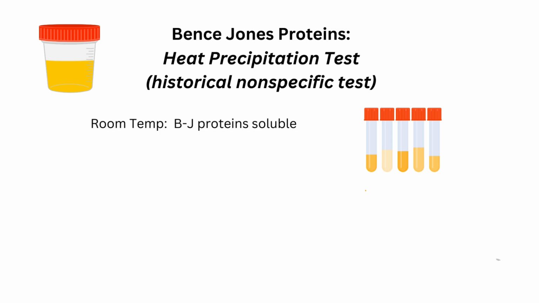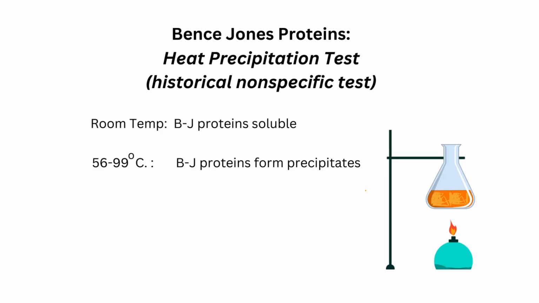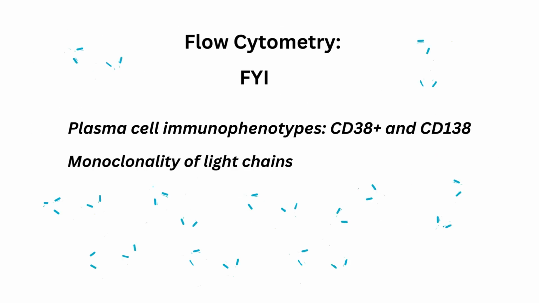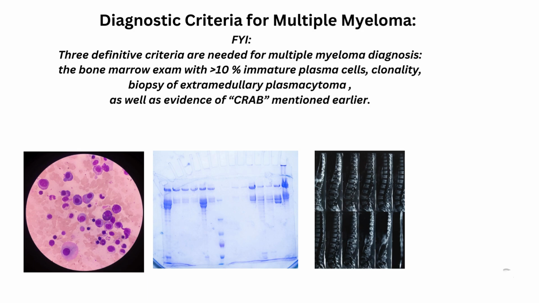The heat precipitation test for Bence Jones proteins is a historical test with a question found in the 7th edition of our ASCP study guide. Heating the urine will cause the Bence Jones proteins to precipitate at 56 through 99 degrees centigrade. Then they dissolve at 100 degrees when it boils. In flow cytometry, we can identify plasma cell immunophenotypes CD38 and CD138, as well as the monoclonality of light chains. At least three definitive criteria are needed for the diagnosis of multiple myeloma.